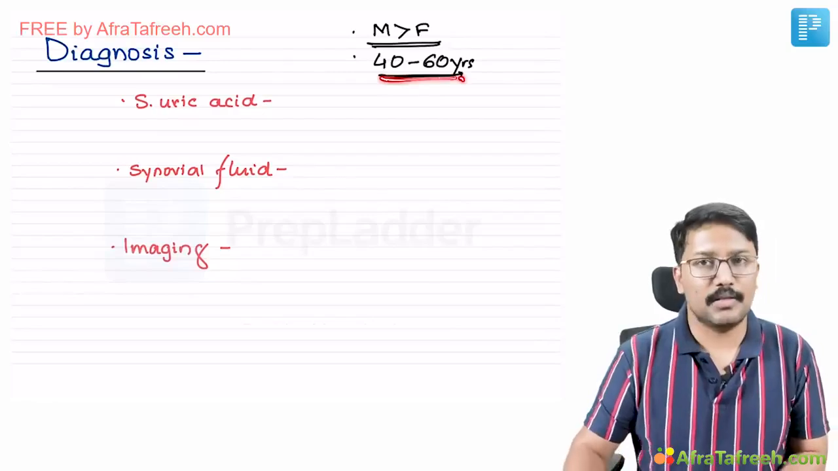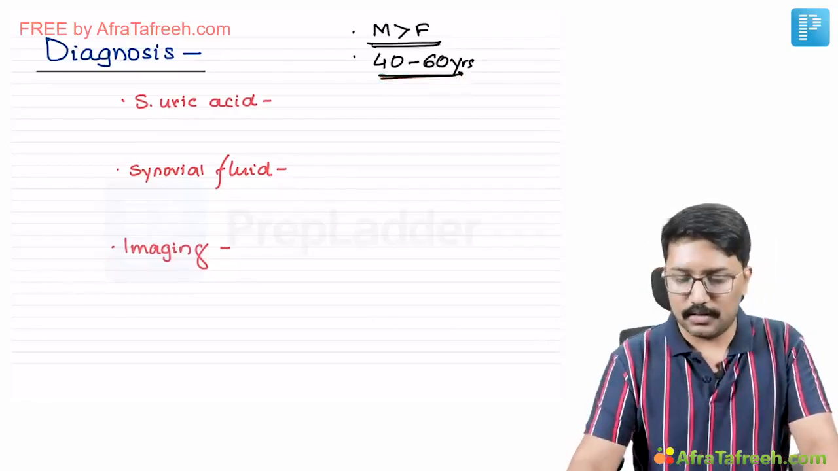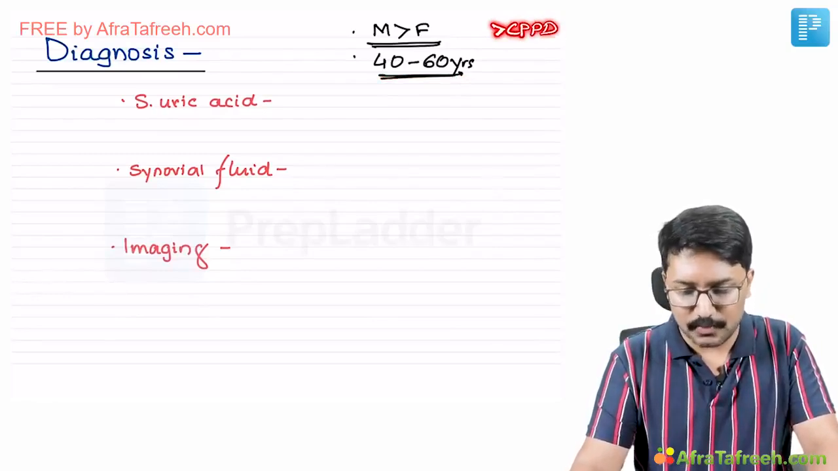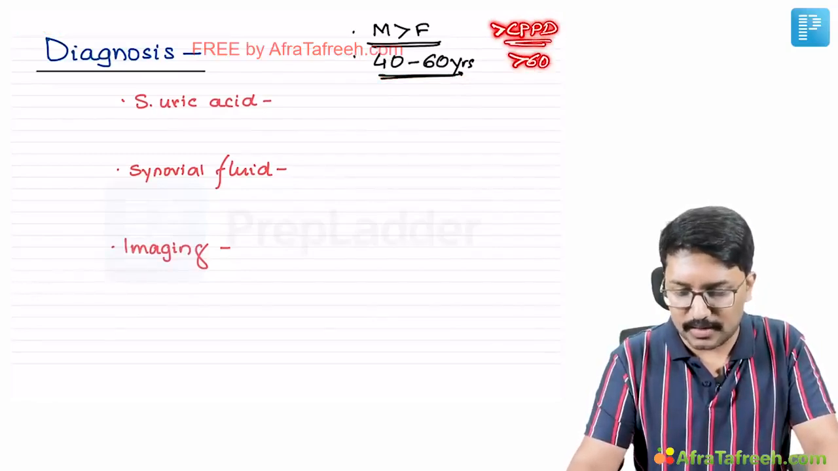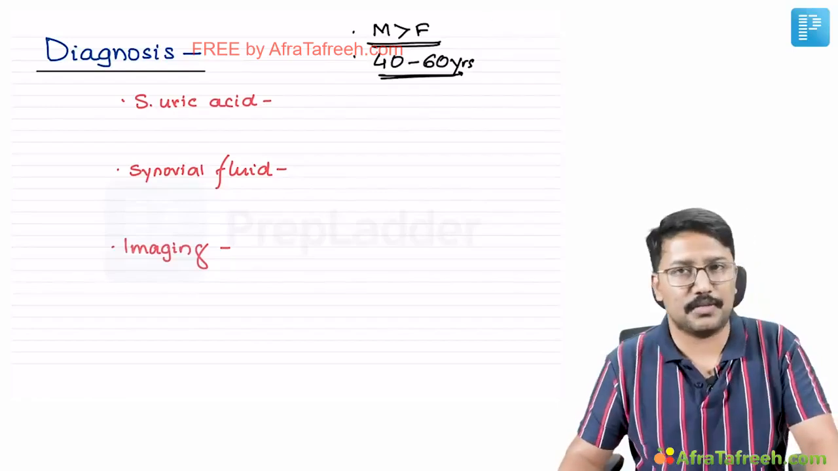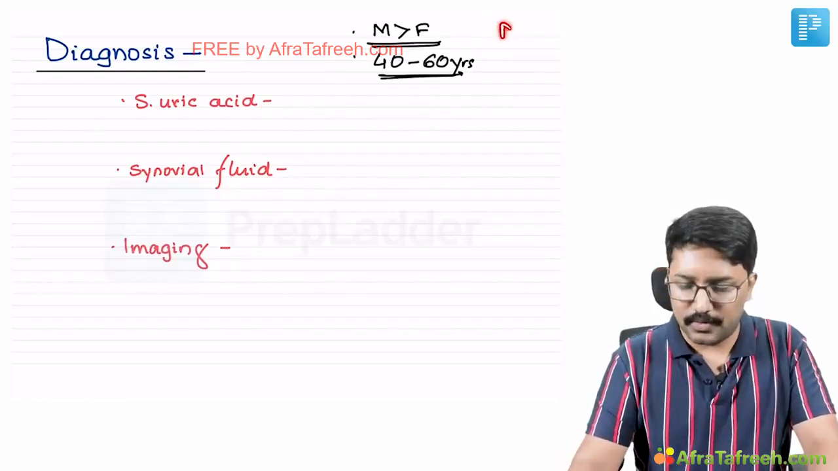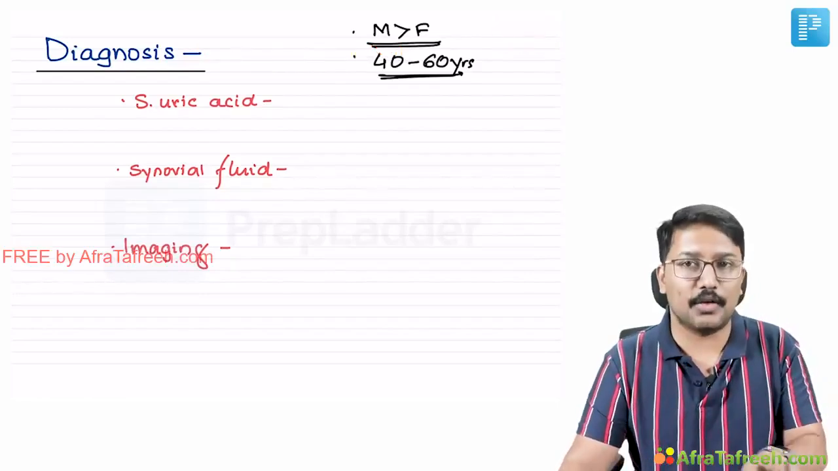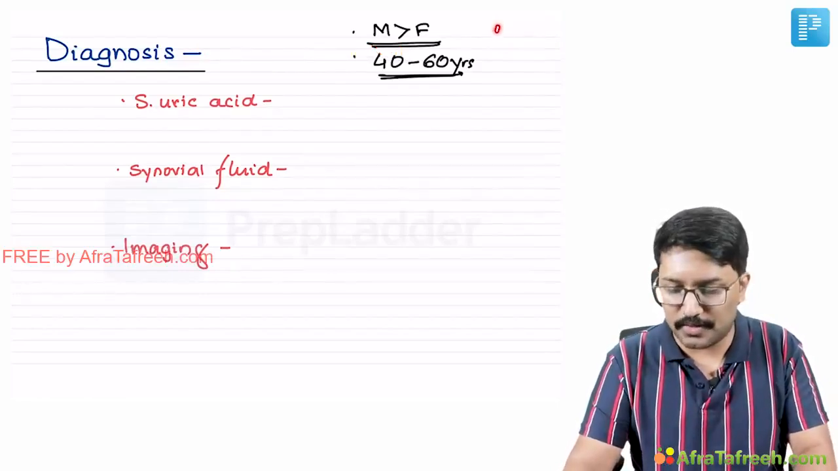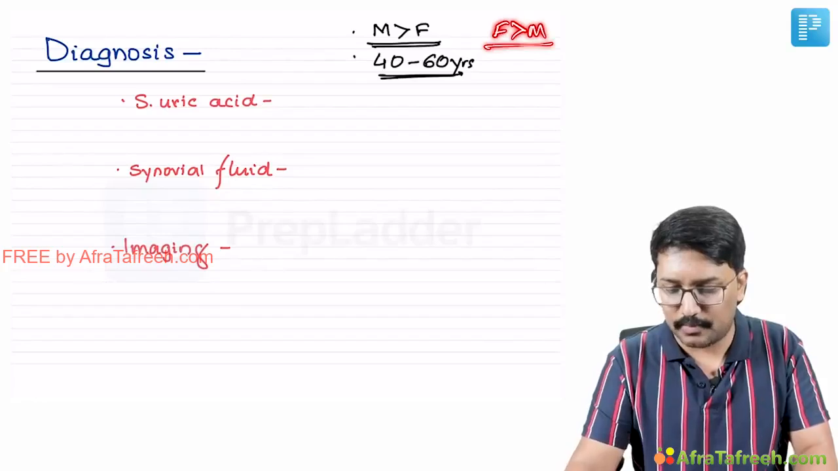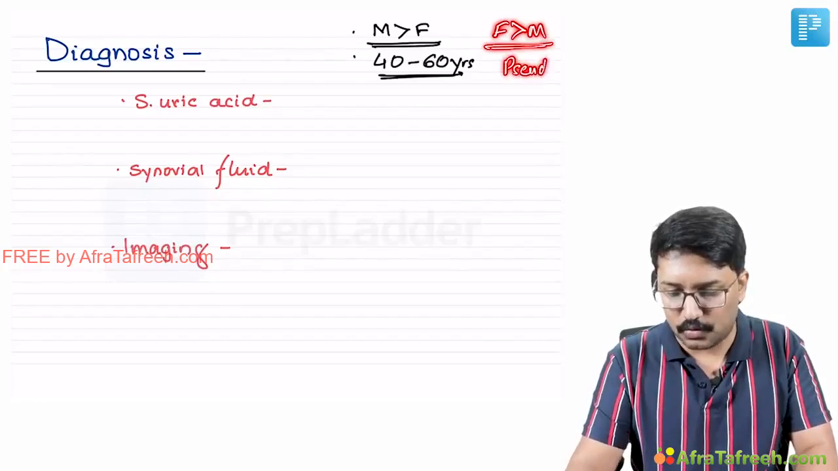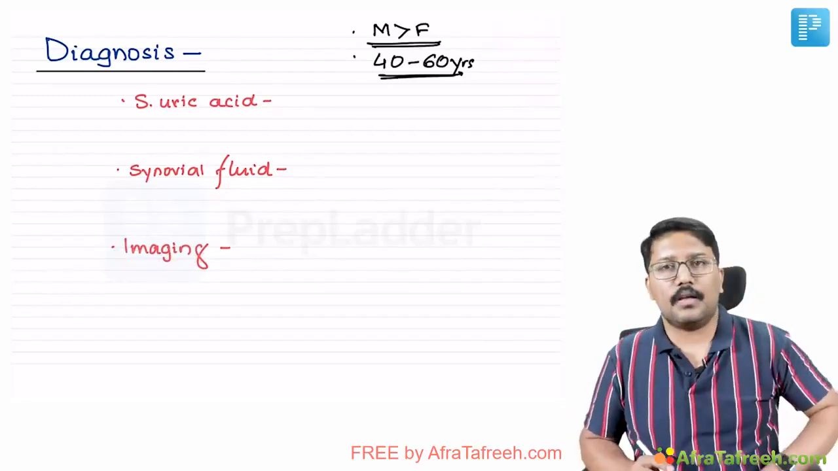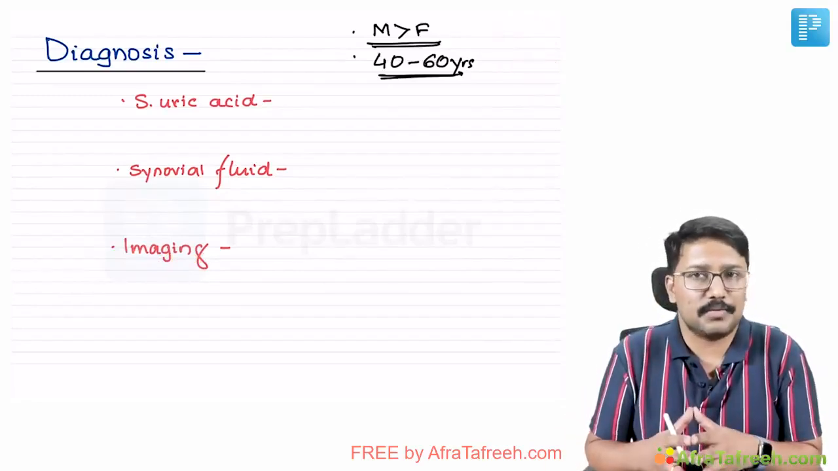Why am I talking about this? Because when we talk about pseudo gout, particularly when we generally say CPPD disease, mostly the patients are 60 plus at the time of presentation. And there, females are slightly more affected than males, particularly in the pseudo osteoarthritis variant. Females are more affected than males when we talk about pseudo gout. Clear?